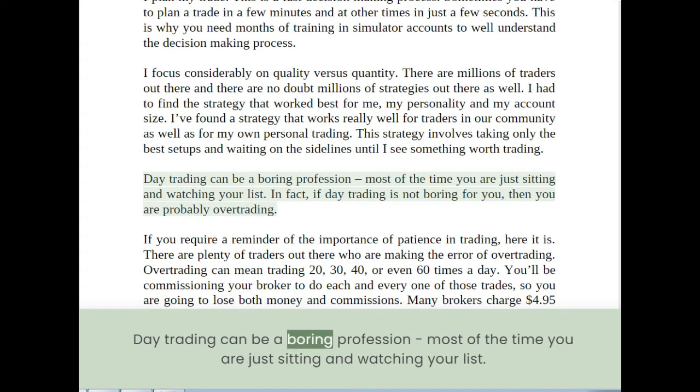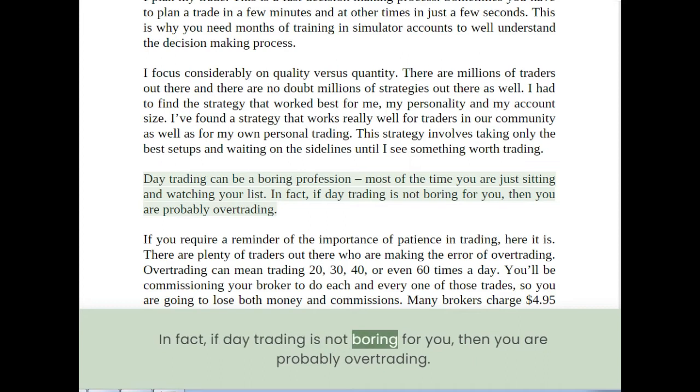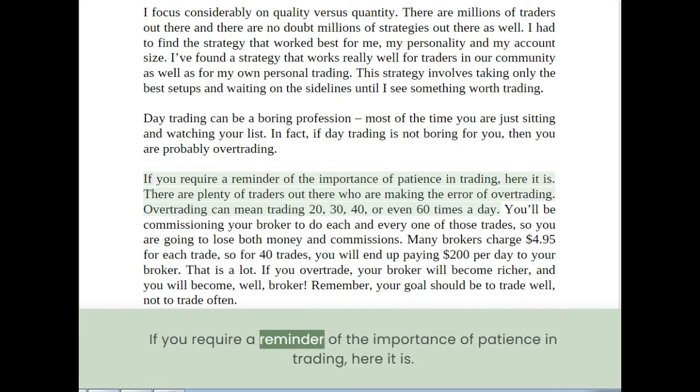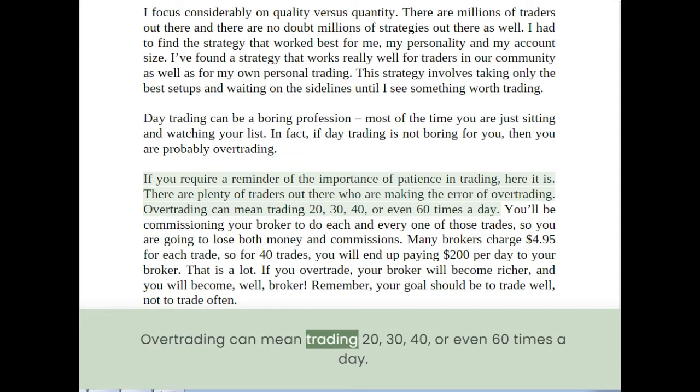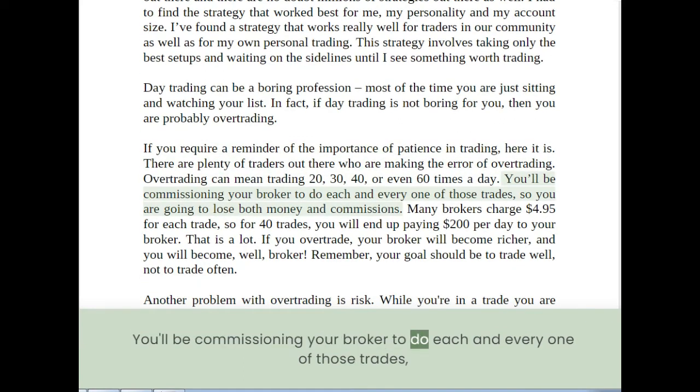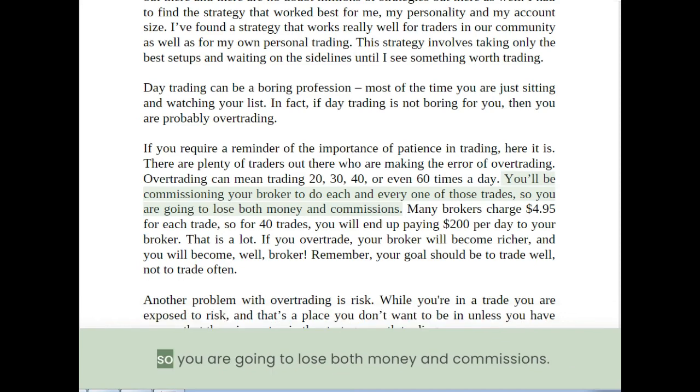Day trading can be a boring profession. Most of the time you are just sitting and watching your list. In fact, if day trading is not boring for you, then you are probably overtrading. If you require a reminder of the importance of patience in trading, here it is. There are plenty of traders out there who are making the error of overtrading. Overtrading can mean trading 20, 30, 40, or even 60 times a day. You'll be commissioning your broker to do each and every one of those trades, so you are going to lose both money and commissions.